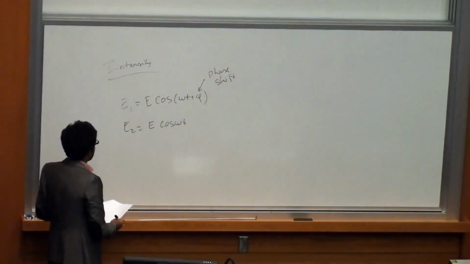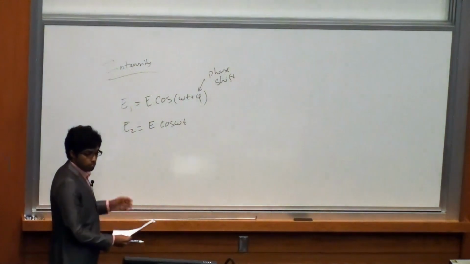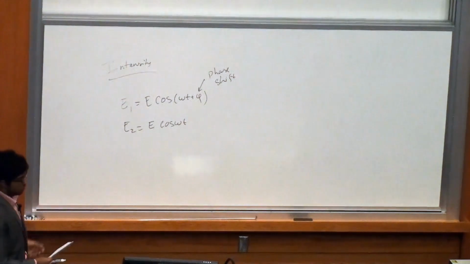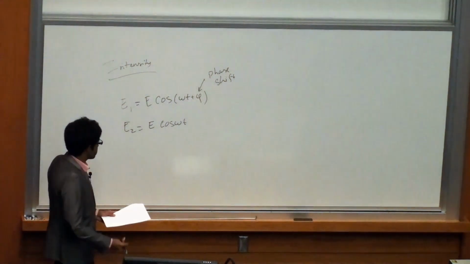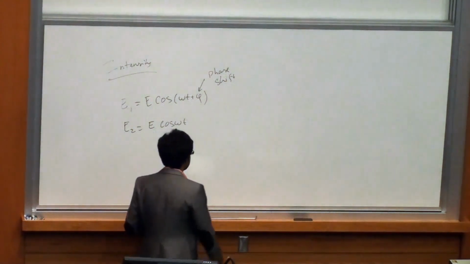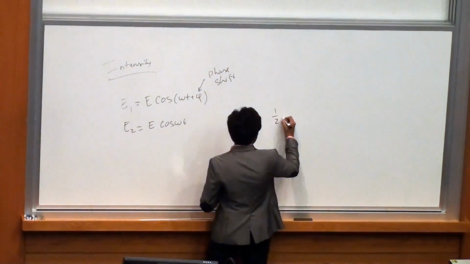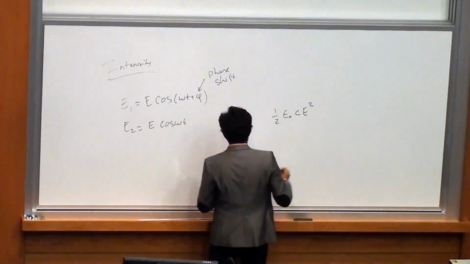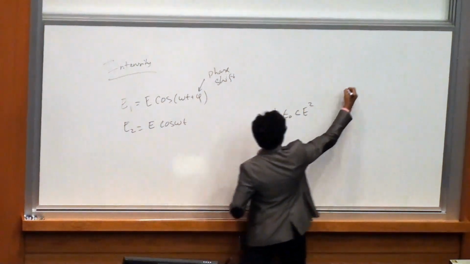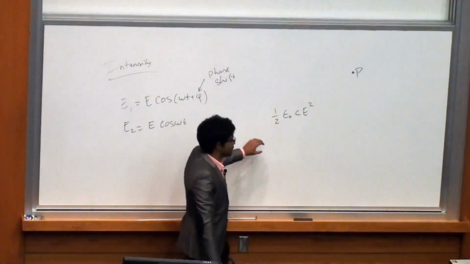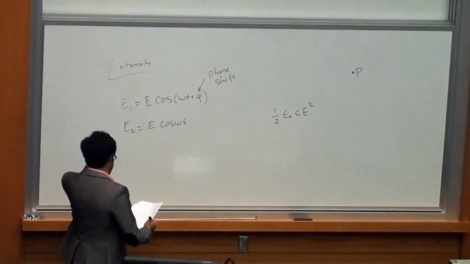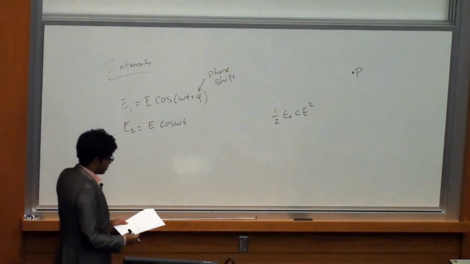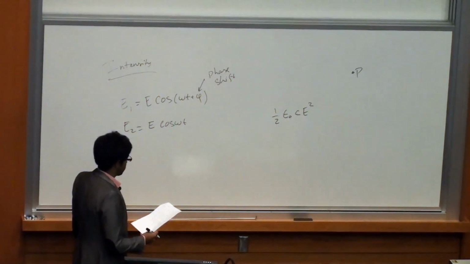So I have plane waves traveling, and they're both polarized in the same direction, and they're both sinusoidal, or cosinusoidal in this case. At each point they're traveling, they have a certain intensity, which is given by the Poynting vector, which comes out to 1/2 epsilon naught c E squared at some point P. We know that the intensity is proportional to the electric field squared.